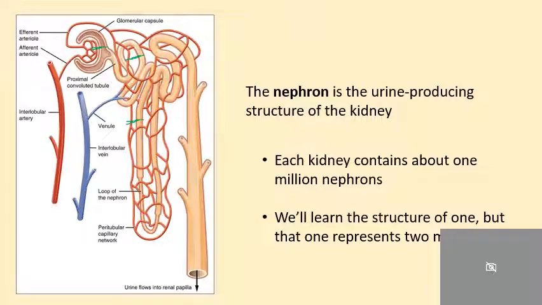So substances are going to move between the blood and the renal tubules. Some substances are going to leave the renal tubule and enter the blood. That process is known as reabsorption. And other substances are going to leave the blood and enter the renal tubule. That process of leaving the blood and moving into the renal tubule, being added to the filtrate, is a process known as secretion.